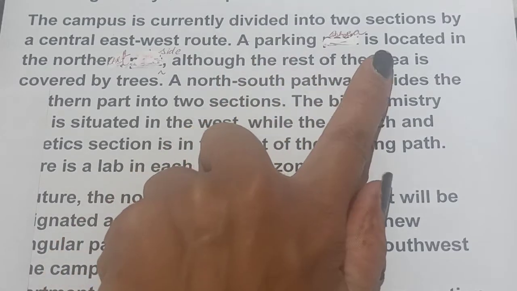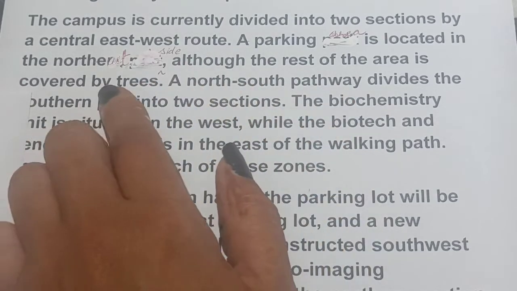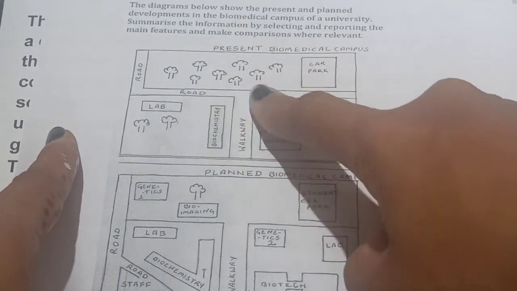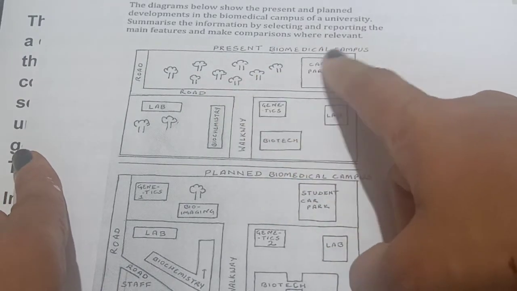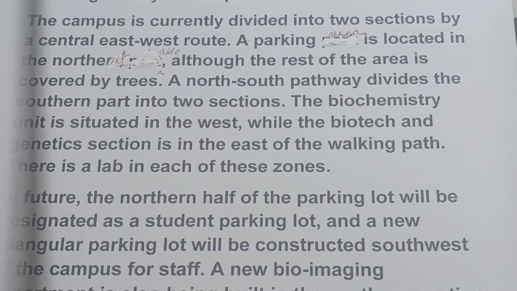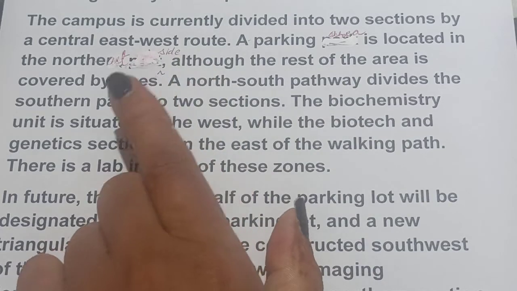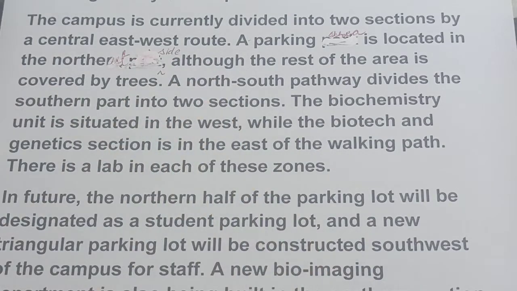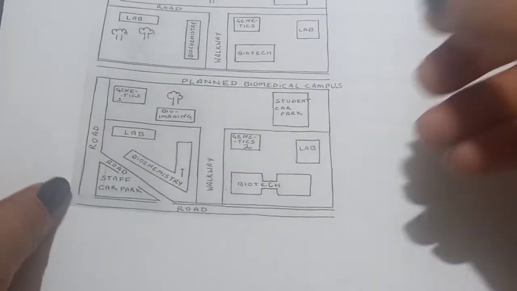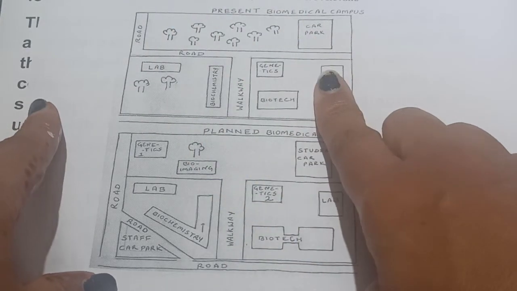A parking area is located in the northeast side, although the rest of the area is covered by trees. So here we can see that on the northeast side there is a car park. The rest of the area is covered with trees. A north-south pathway divides the southern part into 2 sections. Now this pathway also divides the southern part into 2 sections.